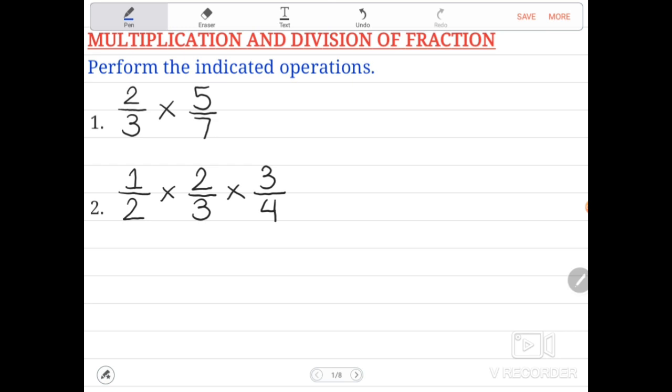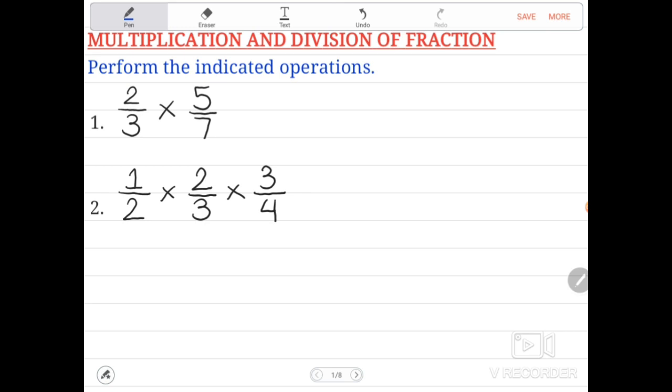Okay? So for division, we are going to get the reciprocal of the divisor first, then change the operation into multiplication. Again, going back to multiplication, numerator times numerator all over denominator times denominator. So let us try. Number 1.